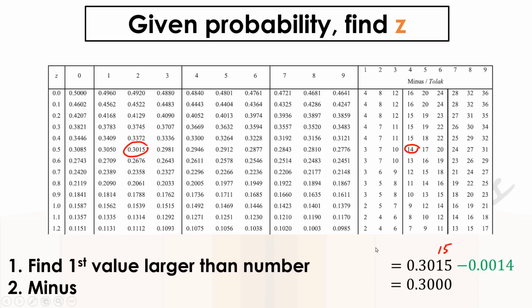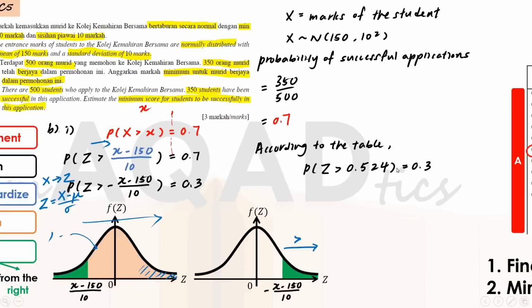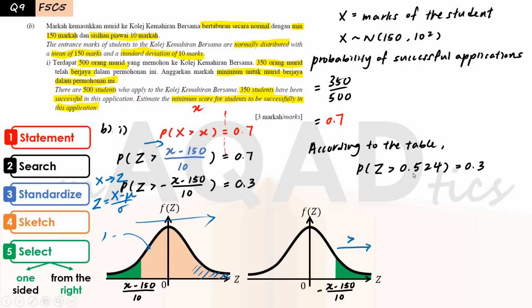Alright, so now once we have found our two values here, we can find our z values by looking at the sections A, B, and C. For section A, our value will be 0.5. For section B is 2. For section C is 4. So our z value would be 0.524. According to the table, the z value is 0.524. So we can equate with these two values.